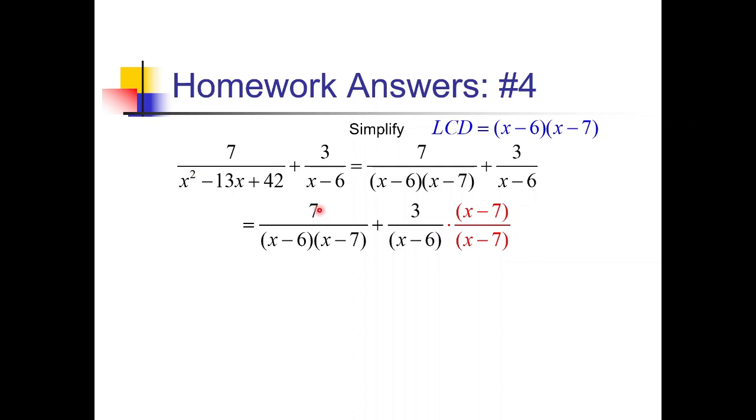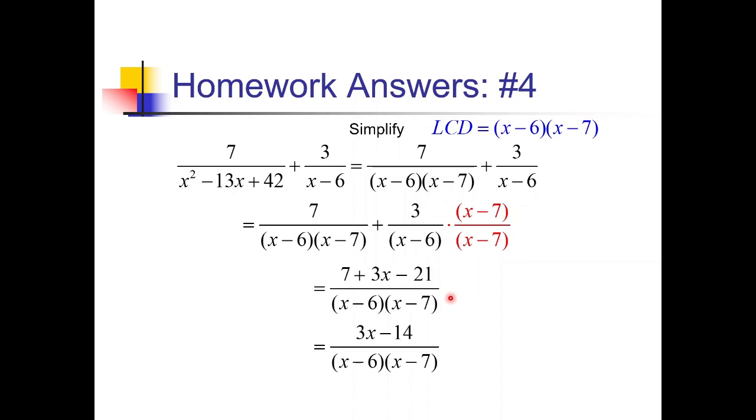So I'm going to have the 7 from the fraction on the left. For the right side, I've got this 3 being distributed. So this is going to be a 3x and then minus 21. And I can also combine the 7 and the -21 to give me a minus 14.